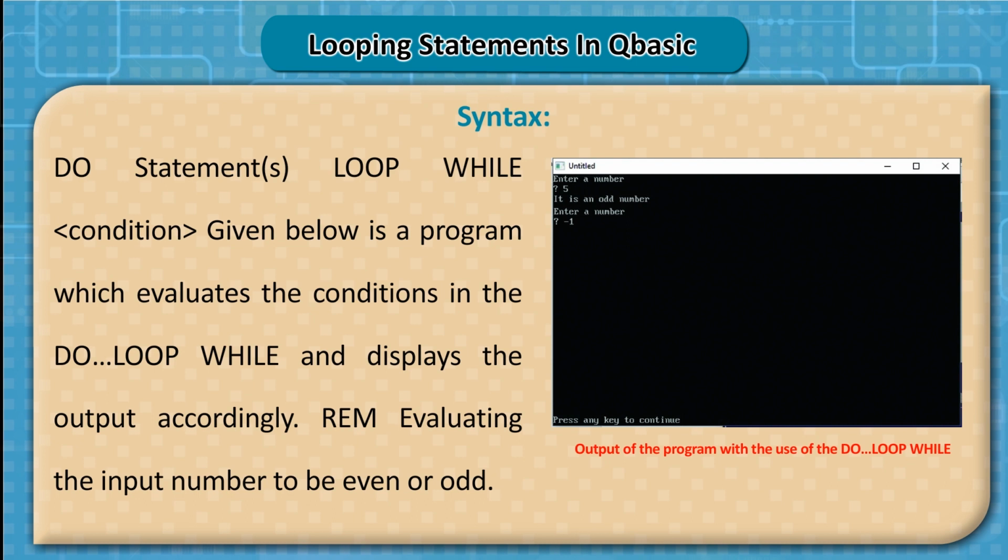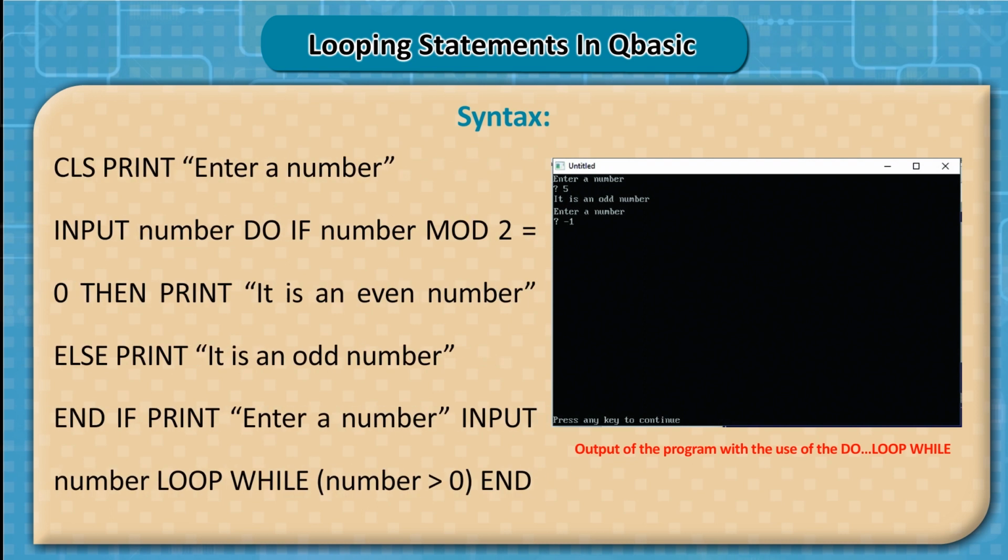Given below is a program which evaluates the conditions in the do loop while and displays the output accordingly. Rem evaluating the input number to be even or odd. CLS. Print enter a number. Input number. Do. If number mod 2 equals 0 then print it is an even number. Output of the program with the use of the do loop while. Else print it is an odd number. End if. Print enter a number. Input number. Loop while number greater than 0. End.